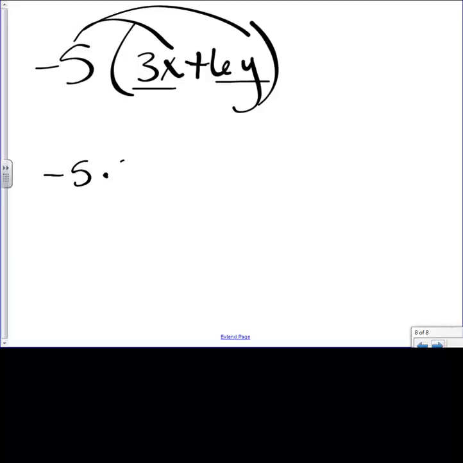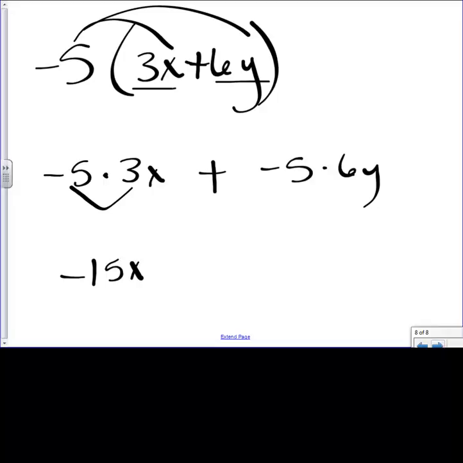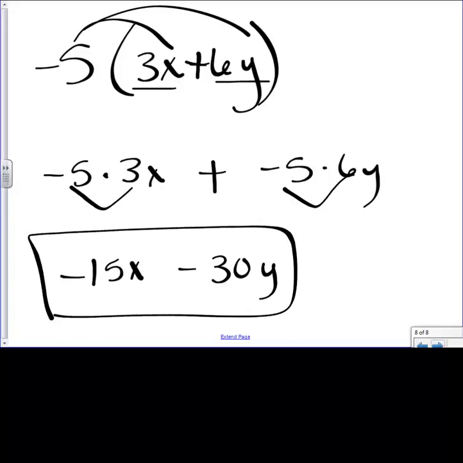So this is a new problem. I have -5 times 3x plus negative 5 times 6y. So a negative and a positive multiplied together means opposite signs, answer's always negative. Bring your x. 5 and 6 signs are different. The answer is always negative. I get 5 times 6 is 30. Bring your y. Final answer.